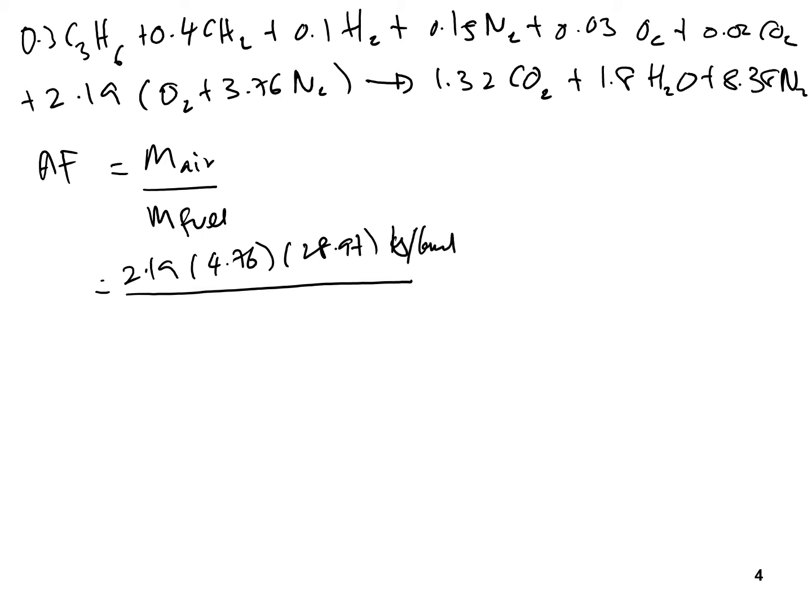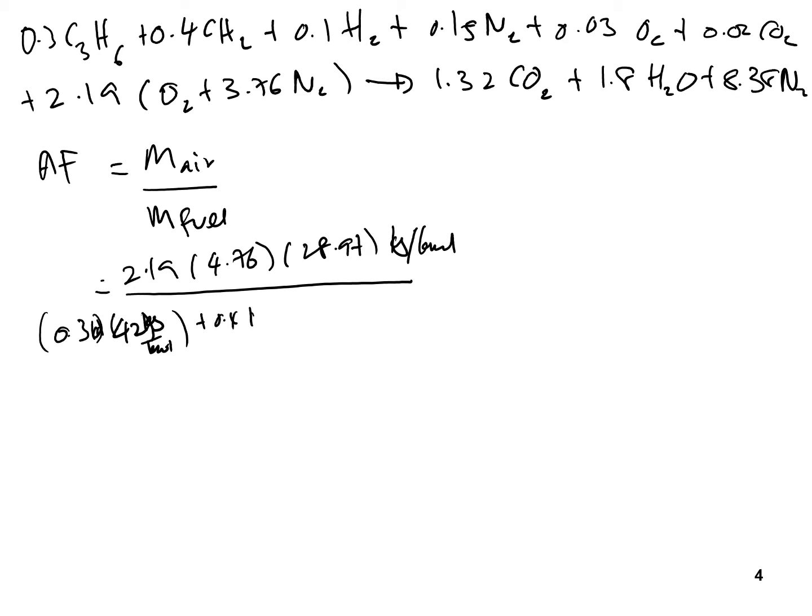Okay, so this. And then this one is a bit long. Try calculating the one above for the fuel. 0.3 C3H6, what is it? C is 12. Sorry, 3 times 12, plus 6. 3 times 12 is 36, plus 6 is 42. So that is 42 kilograms per kilomole.